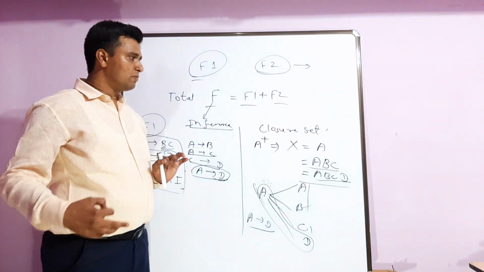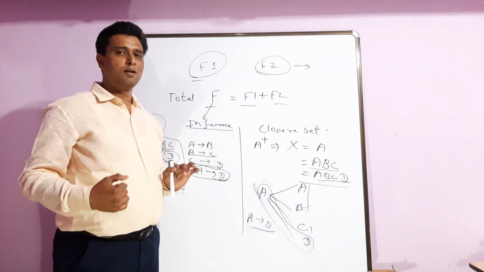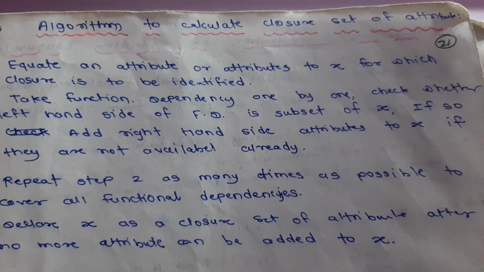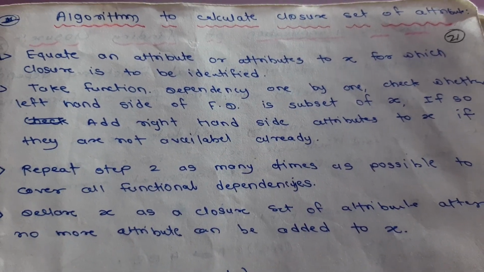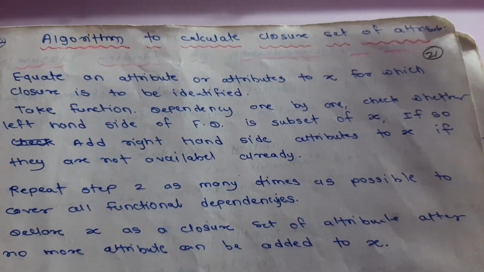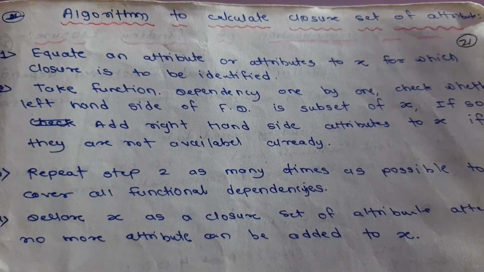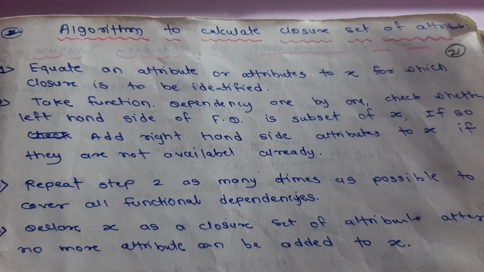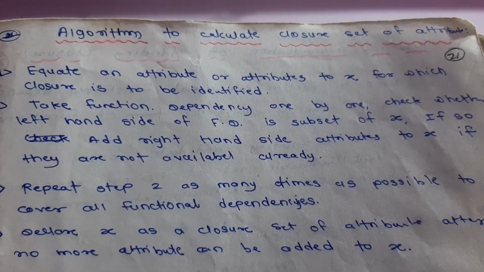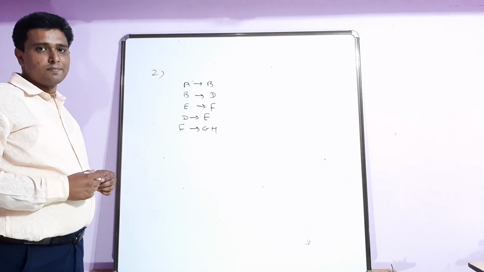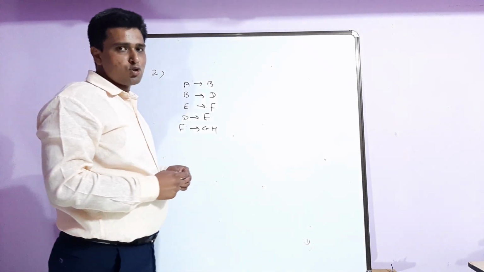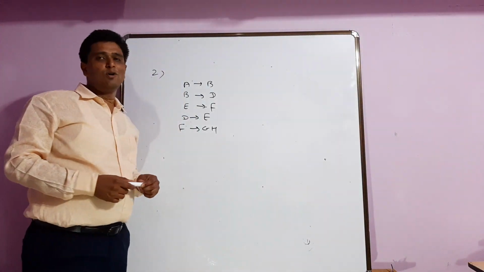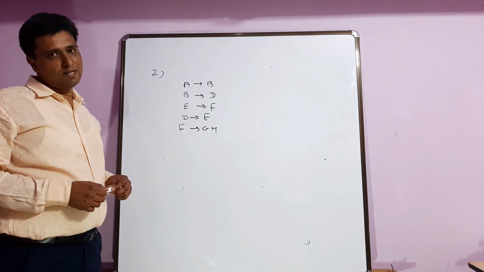I will explain this with the help of an example. Now you can see here, this is the algorithm for finding out the closure set of attributes. You can take a screenshot of this, or you can write it down. I'm just going to hold here. Okay, so you can read. Now here we will solve another example for finding out the closure set of attributes. The algorithm is very simple.